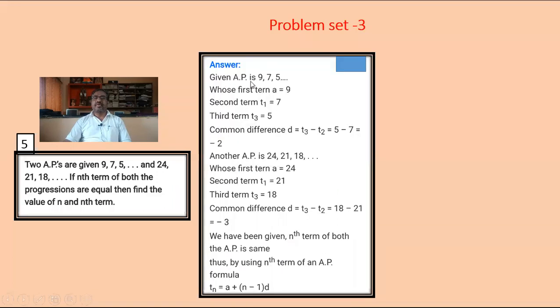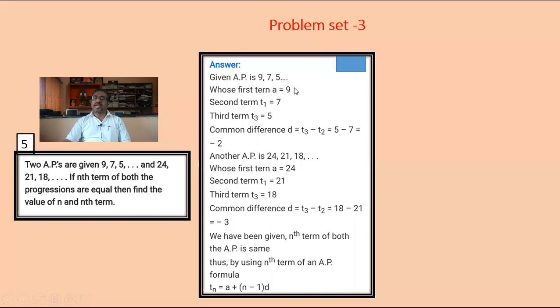Solution. The given arithmetic progression first is 9, 7, 5, and so on. First term a is equal to 9. Second term t2 is equal to 7. Third term t3 is equal to 5. Then the common difference we get is t2 minus t1, 7 minus 9, is equal to minus 2, or 5 minus 7 is also equal to minus 2. Common difference d is equal to minus 2.